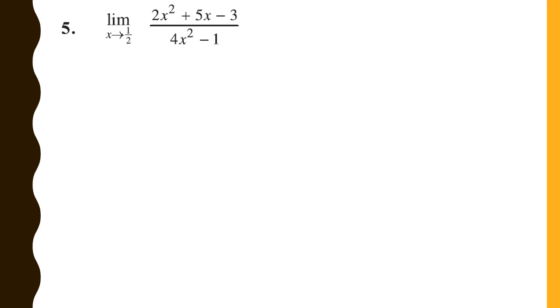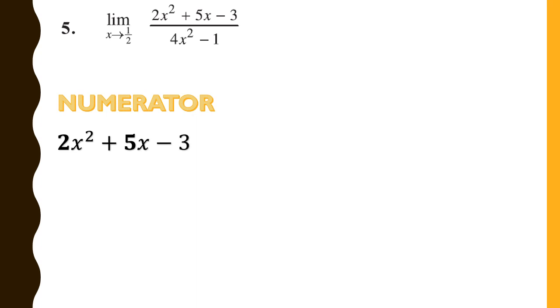First, I will take this sum here, question number 5, limit x tends to 1 upon 2. Because this is a sum where x tends to half, it becomes a bit difficult. So that's why I have selected this sum for explanation. First, we have to factorize the values. Numerator is 2x square plus 5x minus 3.